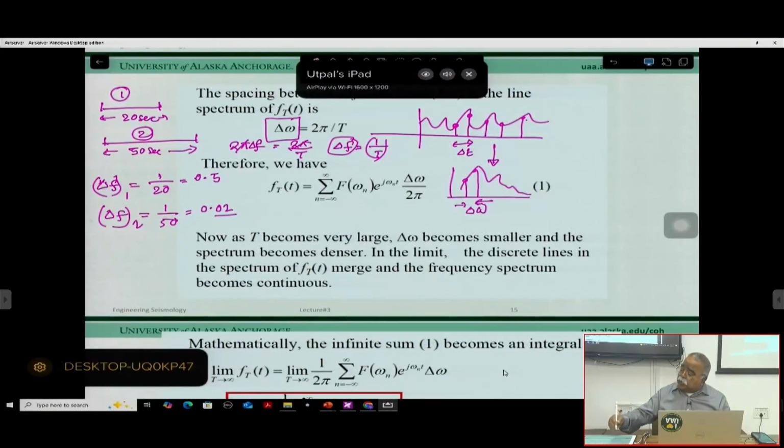So if the T becomes larger, delta omega is smaller, right? That means if you are trying to calculate a very accurate sampling of the Fourier transform or the spectra, then you have to give a somewhat larger length, right? Now, how can I give a larger length? Because if you have this much of time series, I need a very precise sampling. Then what should I do?